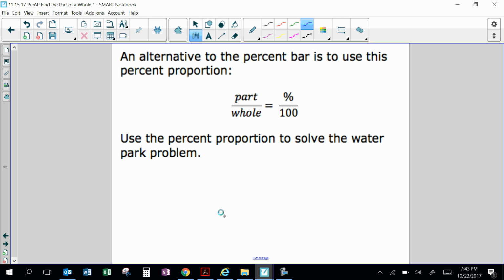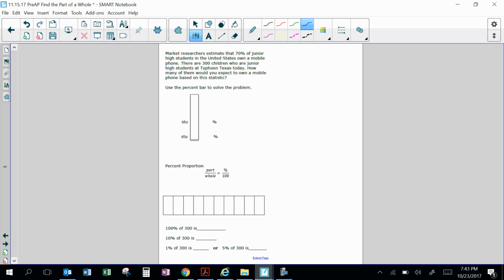And we're going to skip this one. So what we are going to be learning is called part to whole equals percent to 100. This is called our percent proportion. We're going to use this to solve this water park problem.